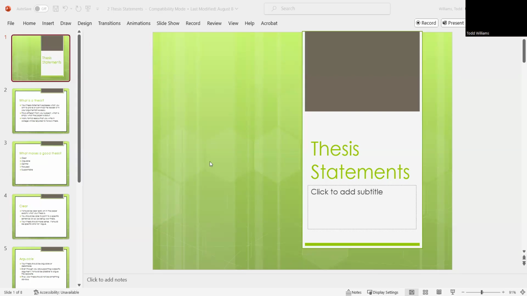I want to talk about thesis statements. Most of the essays that you will write in college, and most essays in general, are thesis essays. So let's talk about what a thesis is.